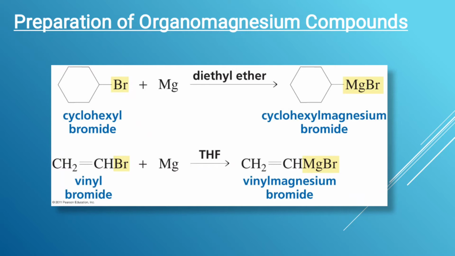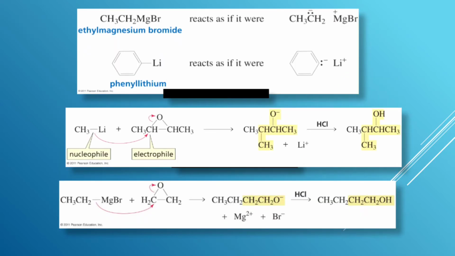Next is the preparation of organomagnesium compounds. Cyclohexyl bromide is directly added to magnesium in the presence of diethyl ether to form cyclohexyl magnesium bromide. Another example is vinyl bromide, which in the presence of magnesium and THF forms vinyl magnesium bromide.